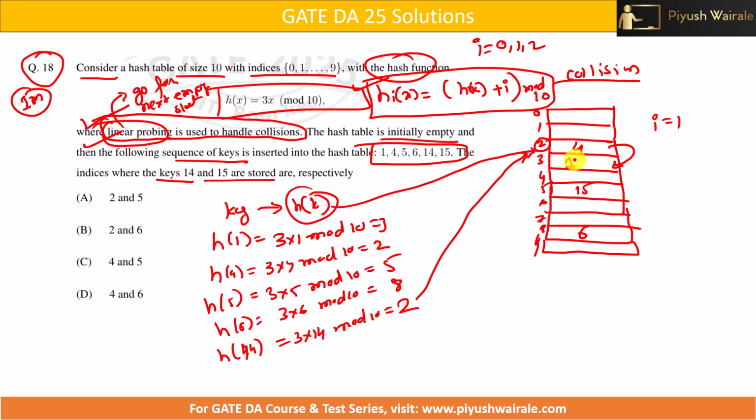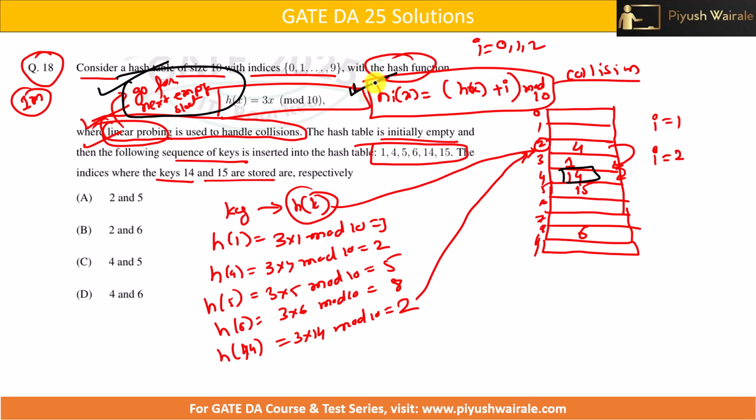So this is already occupied, and here we have a second collision, i equals 2. Again using the formula, h of x is 2, 2 plus 2 is 4, 4 mod 10 is 4. Then we go to the fourth index, and here we can see an empty slot. So we store the element 14 at index position 4. I hope you understand why I said we have to go for the next empty slot directly. This is what we are doing with this formula: searching for the next empty slot.